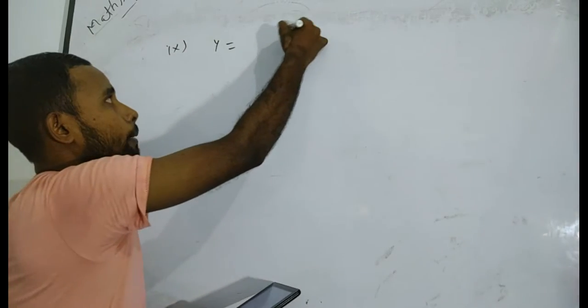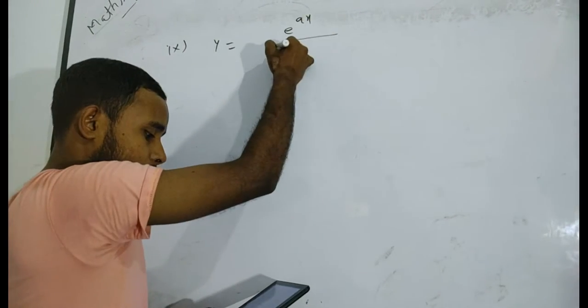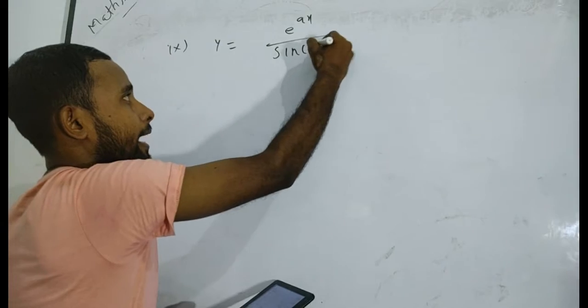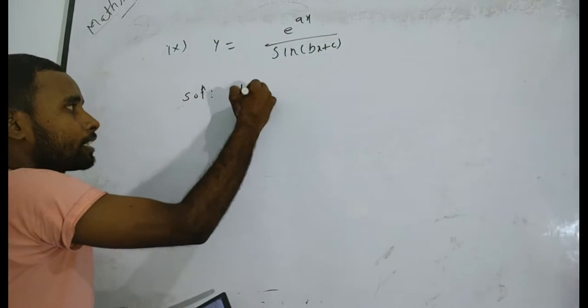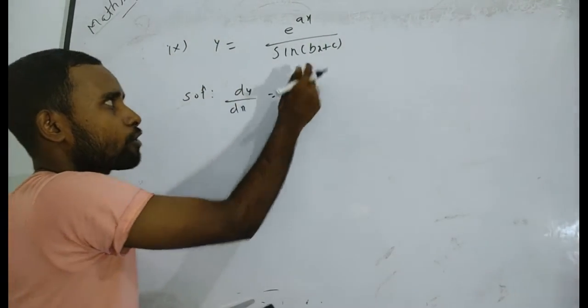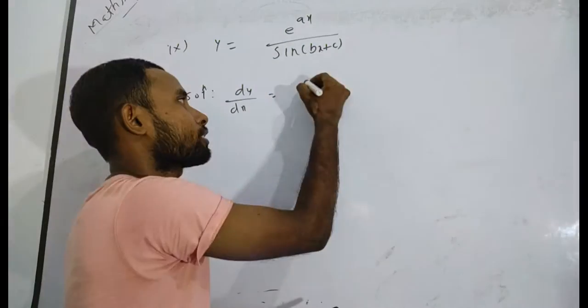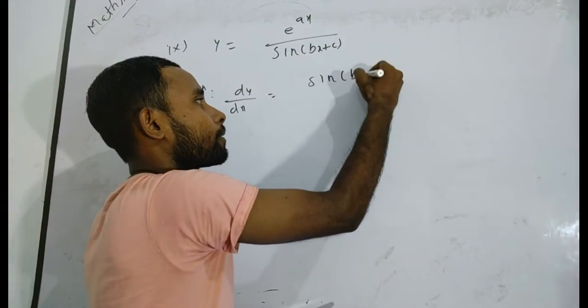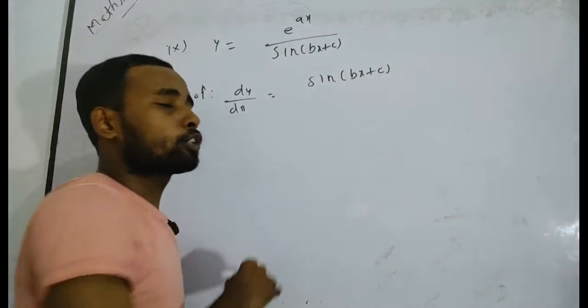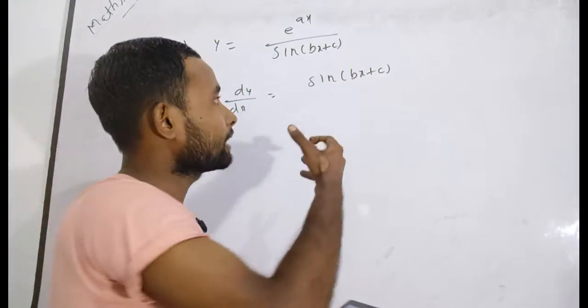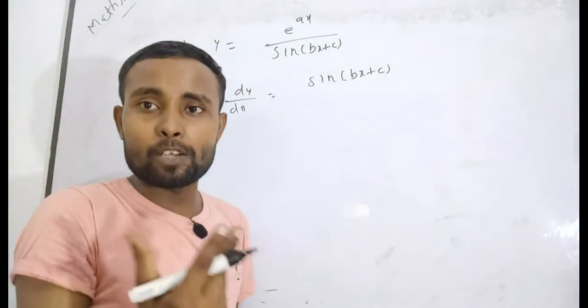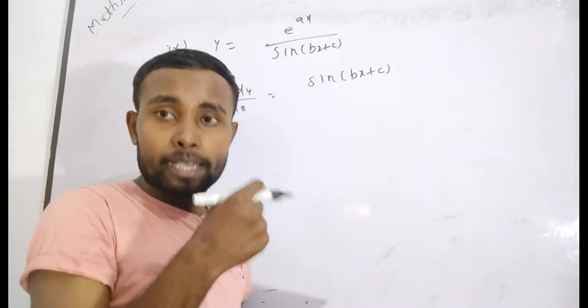Y is equal to e to the power ax divided by sin bx plus c. How can you differentiate this? dy/dx is equal to, first of all we have to take this term outer side, sin bx plus c. Now you have to differentiate e to the power ax. How can you differentiate? I give you only a jumping way. How can you solve in quick time?